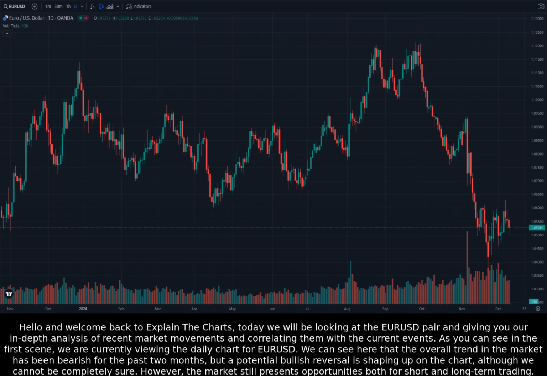We can see here that the overall trend in the market has been bearish for the past 2 months, but a potential bullish reversal is shaping up on the chart, although we cannot be completely sure. However, the market still presents opportunities both for short and long-term trading.